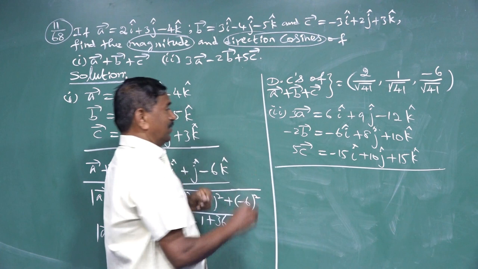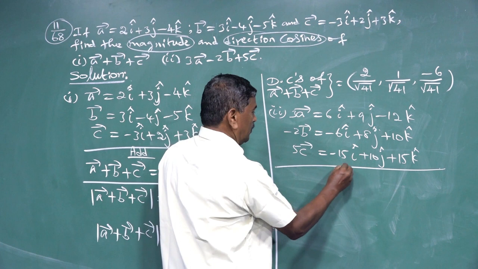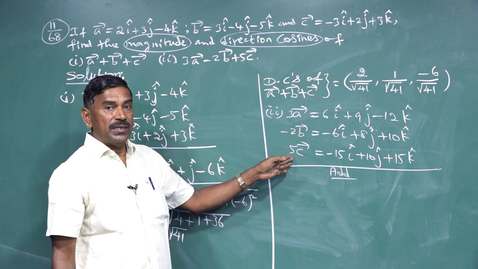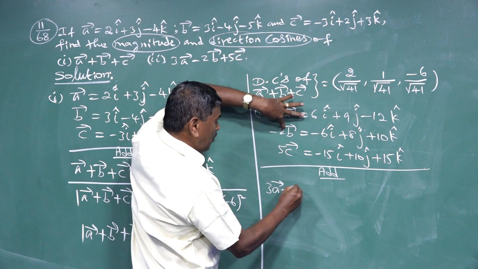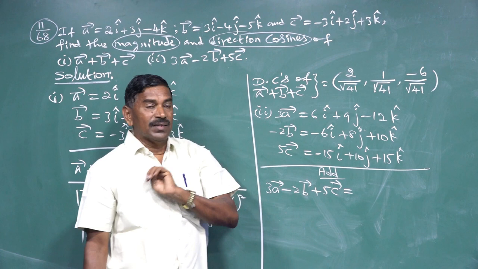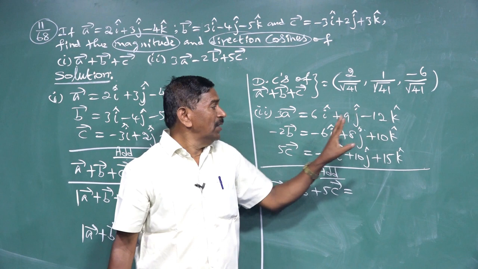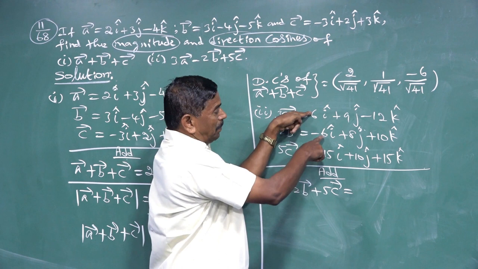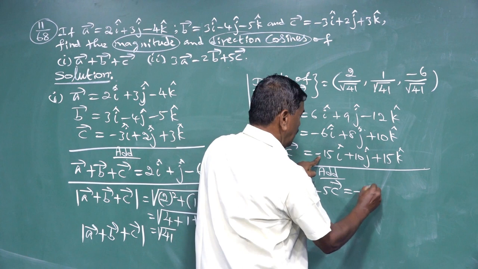Now, I want to add or subtract? Just add. While adding, what is the LHS addition? That is 3a vector minus 2b vector plus 5c vector. Listen, first column i cap, second column j cap, third column k cap. What is the i cap addition? Here plus 6 i cap and minus 6 i cap cancel. What is remaining? Minus 15 i cap.